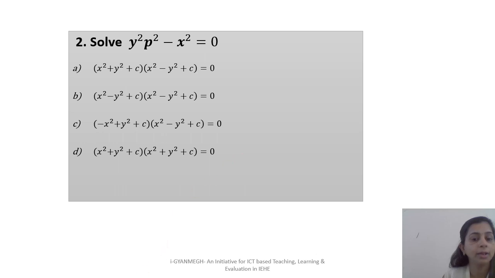Now can you tell me the answer? So the answer is yes, C. The correct answer is C. You can easily do it by taking p square equal to x square upon y square and p equal to plus minus x by y. You will get two roots and then you have to equate p equal to x by y and p equal to minus x by y. And putting p as dy by dx, you can easily solve this question.